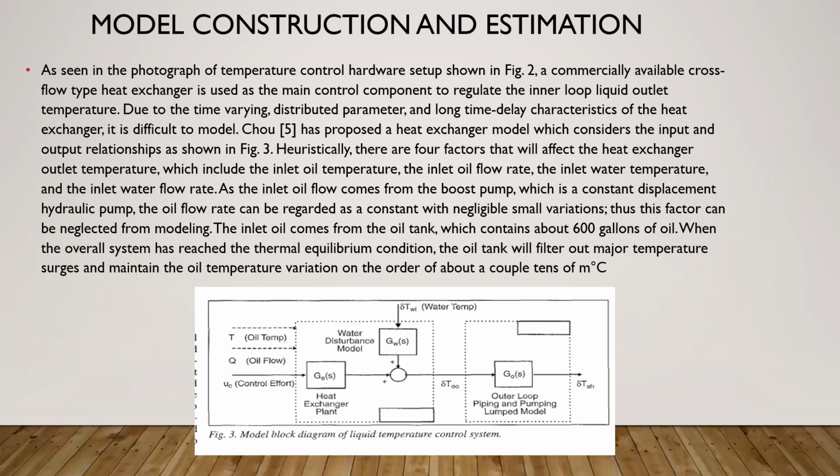The inlet oil comes from the oil tank, which contains about 600 gallons of oil. When the overall system has reached thermal equilibrium, the oil will filter out major temperature variations and maintain the oil temperature variation on the order of a couple tenths of millidegrees. As we can see in this model block diagram of the liquid temperature control system, it includes the water disturbance model, the heat exchanger plant, and the outer loop piping and pumping model.